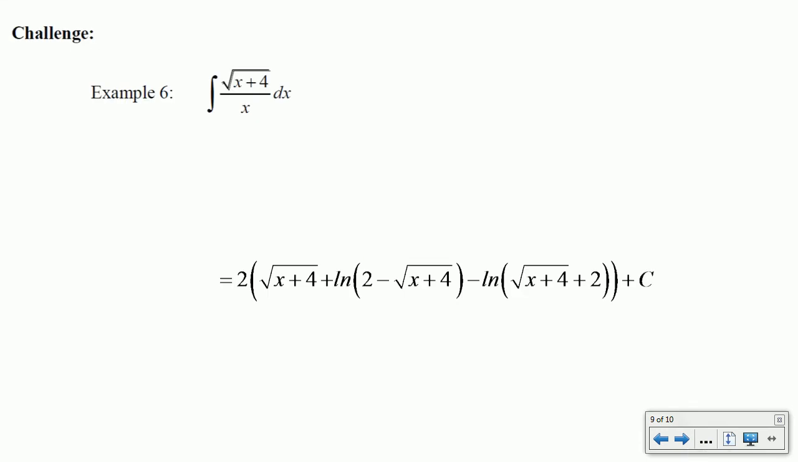If you're looking for a challenge, you can try this example out on your own. I'll leave it to you to show that this is the result. If you start this integral with the following substitution, it's a lot more manageable.